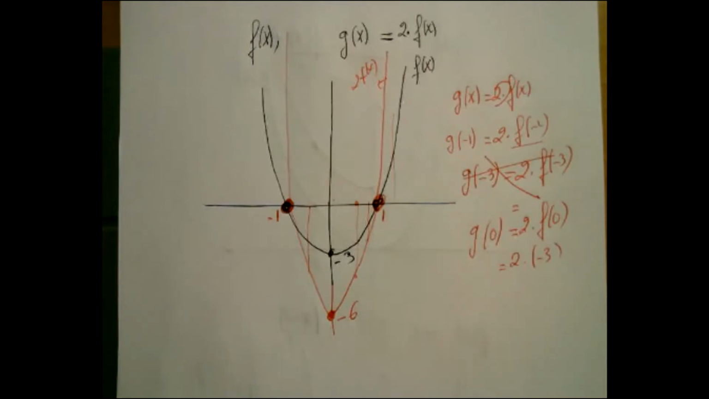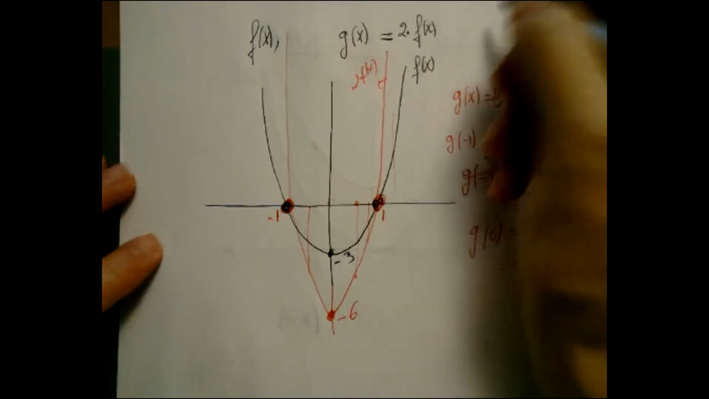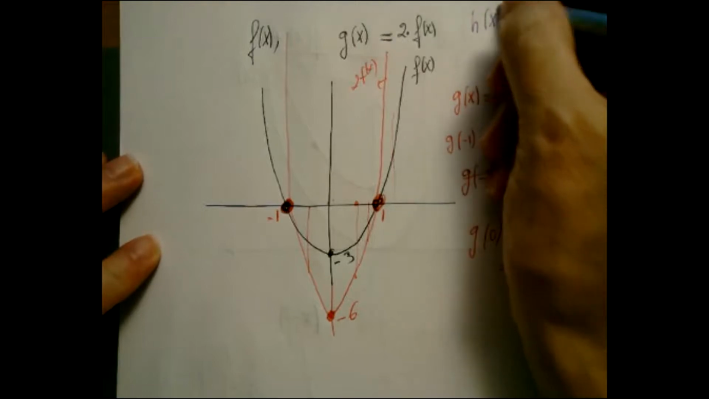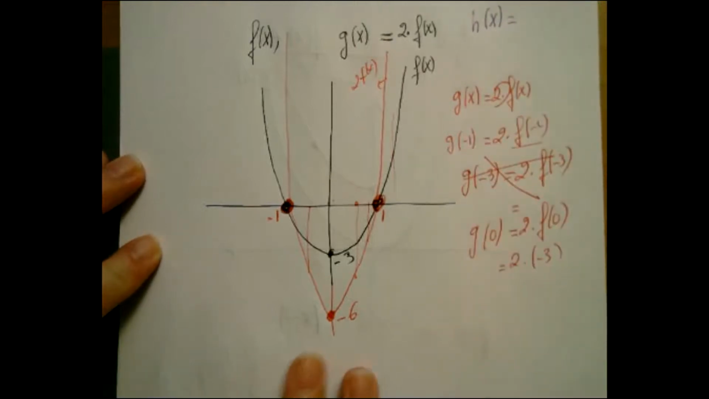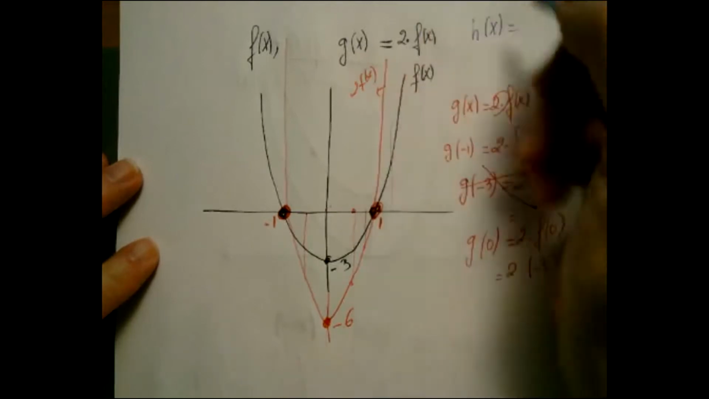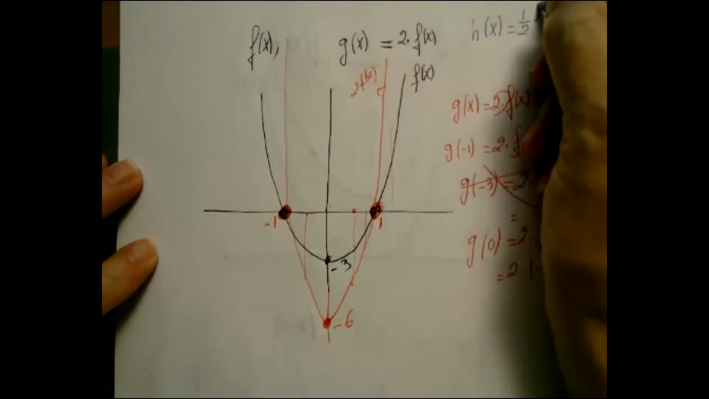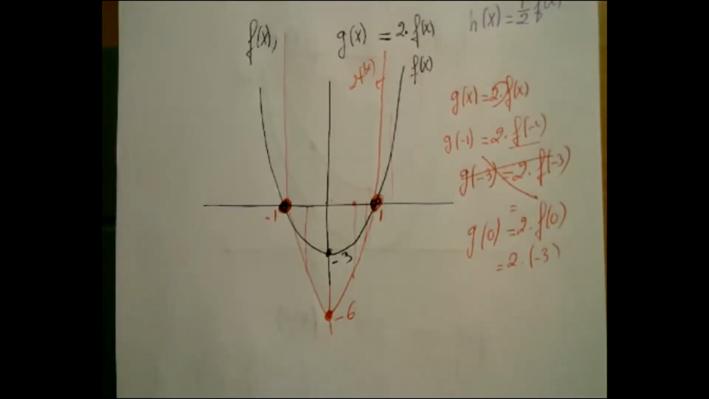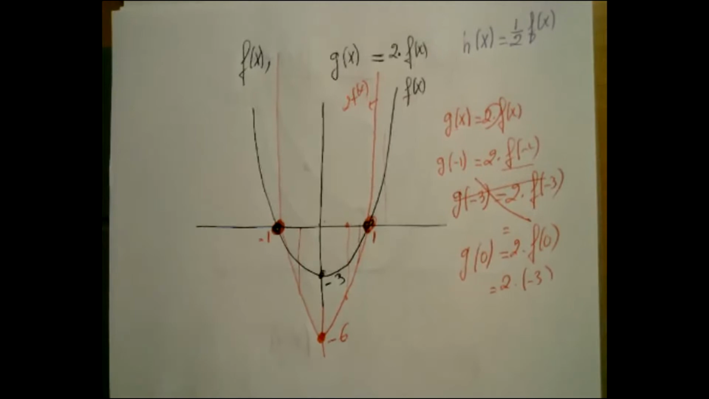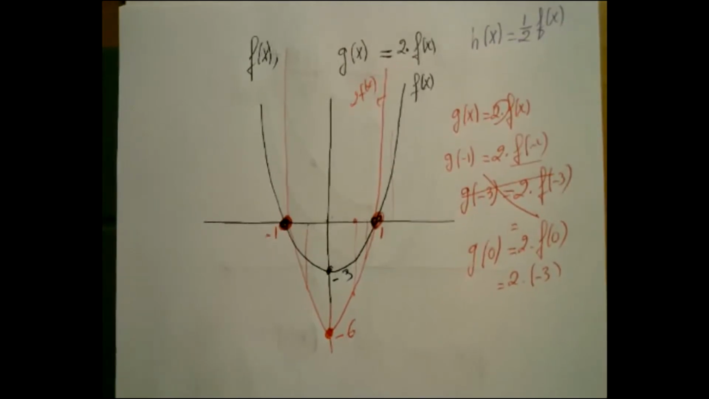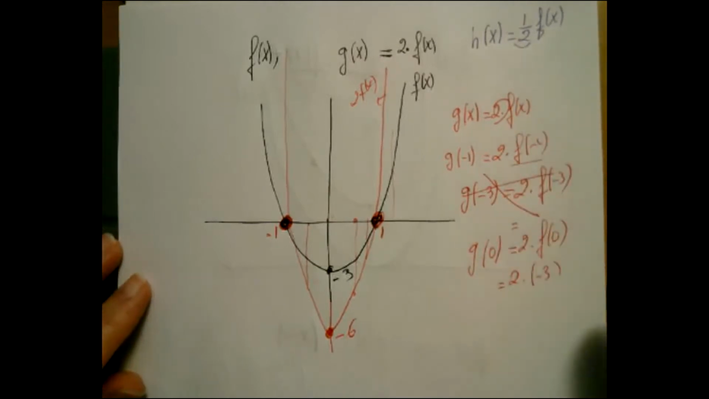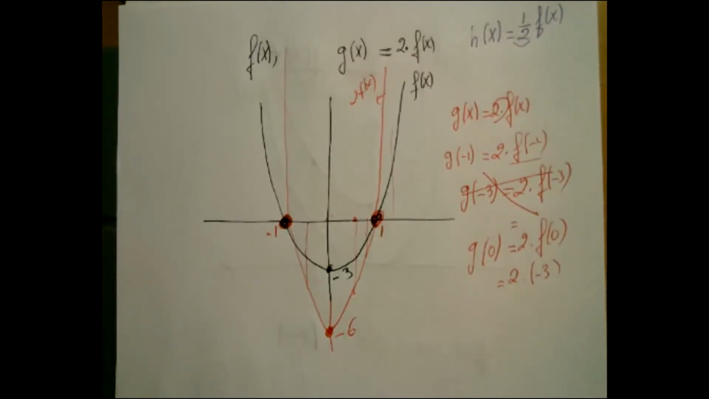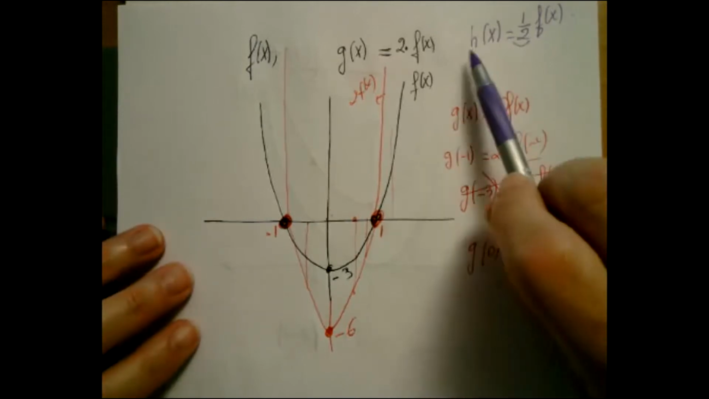All right, the other transformation: what if I take the constant differently? Let me create a new function h, and instead of taking 2, I take a half. So it's half the original function. What's going to happen this time? A half makes it wider. Let us see what it does.